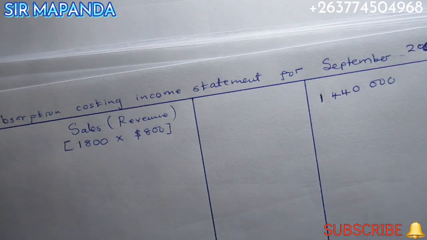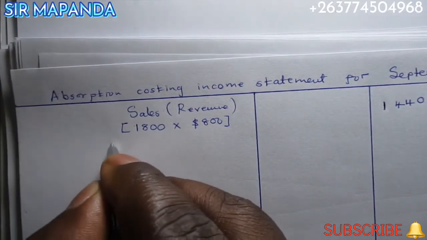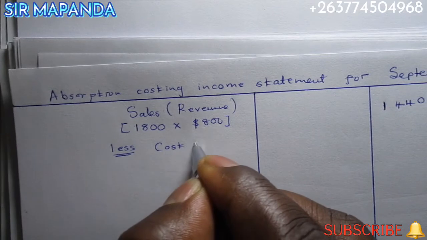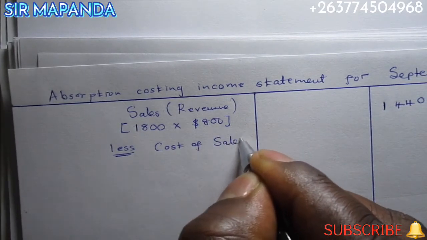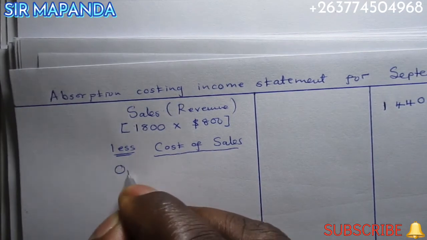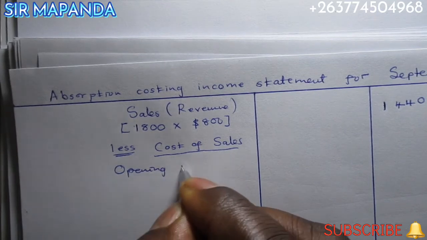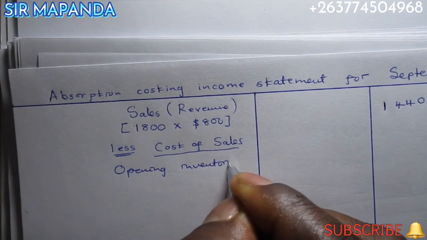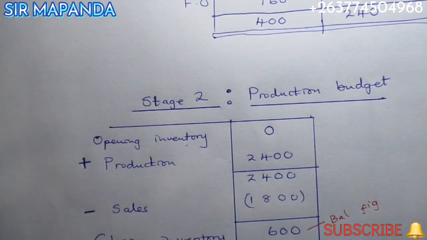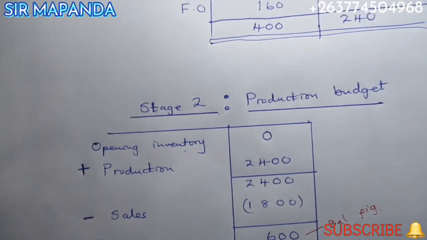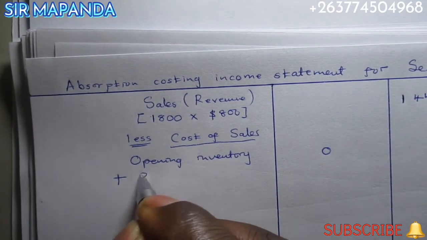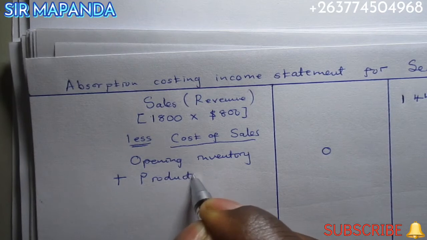I hope you are following, class. Right. Then after that, you move on to the heading, less cost of sales. You write less cost of sales. I hope you are following. So under cost of sales, you start with opening inventory. So I'm going to write opening inventory here. Then I'm going to put a 0, right? Since there was no stock at hand at the beginning of September. I hope you are following, right? Then after opening inventory, you add production cost. You add production cost.